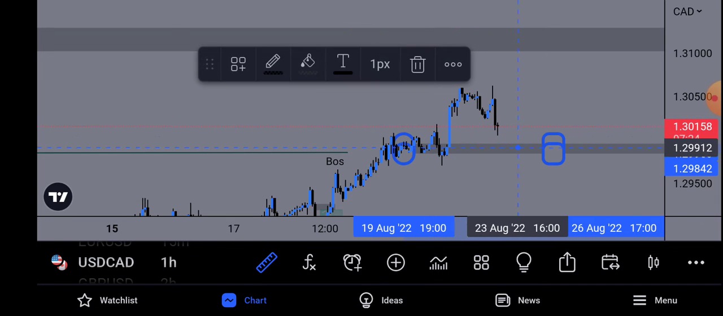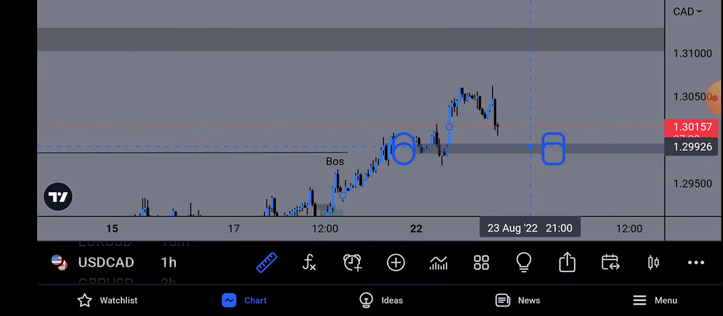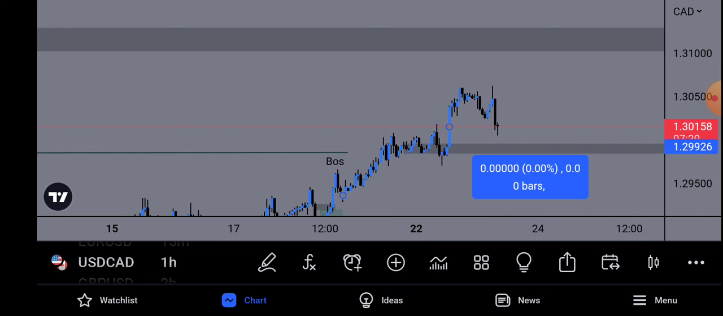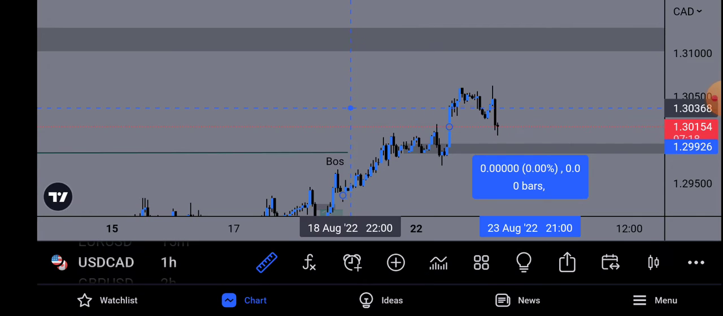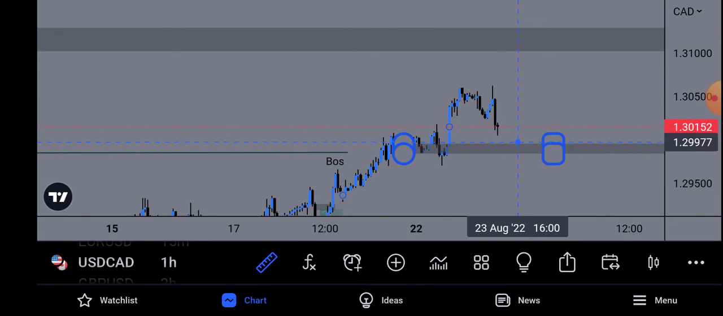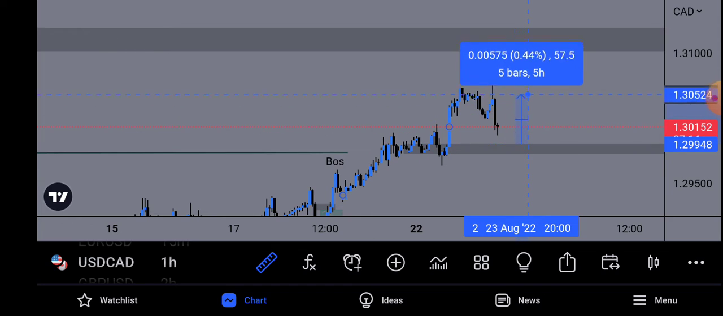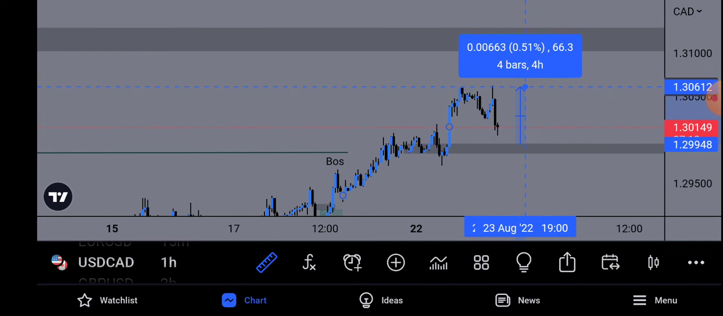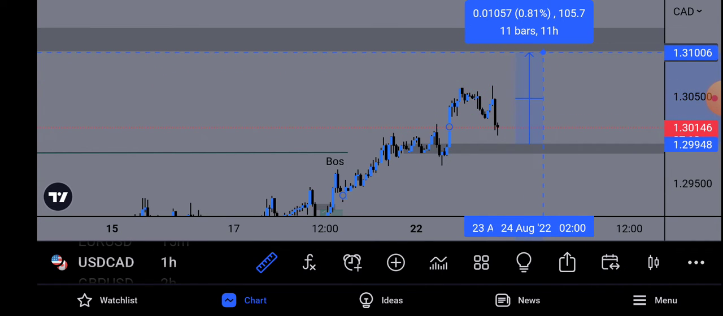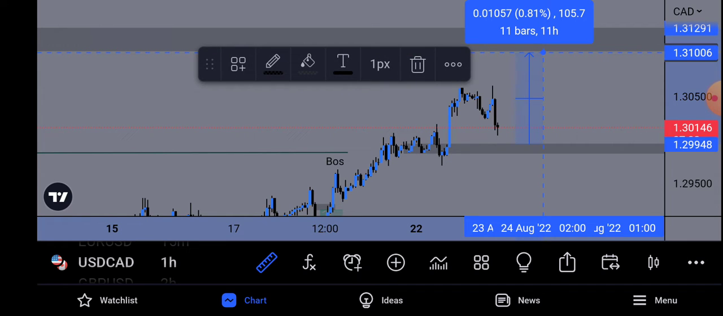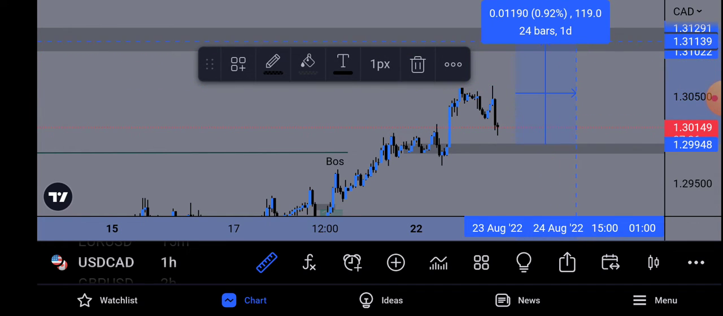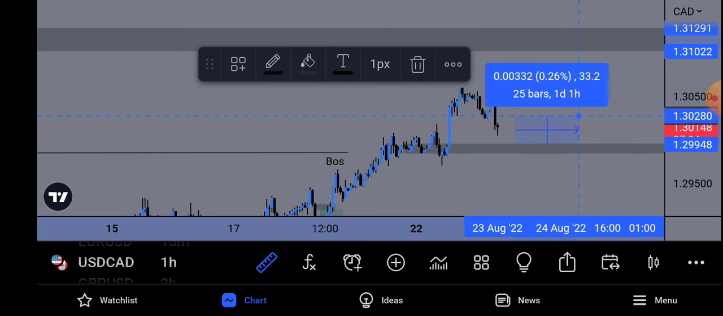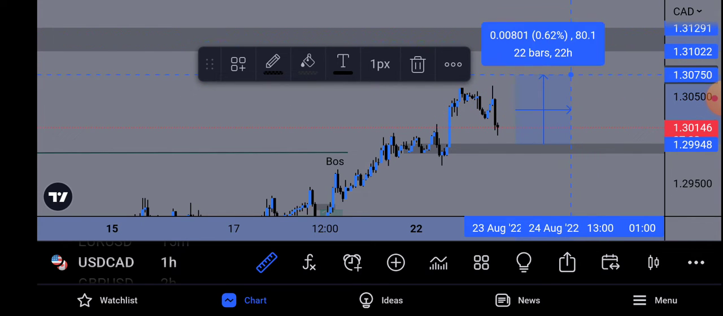Your first take profit now should be around this previous day high, right? That's where your first take profit should be, and this is 60 pips. Then the overall trade is 100 pips. You can see your first take profit should be here, second is here, because once price breaks here, it will retest a bit, then keep going higher.